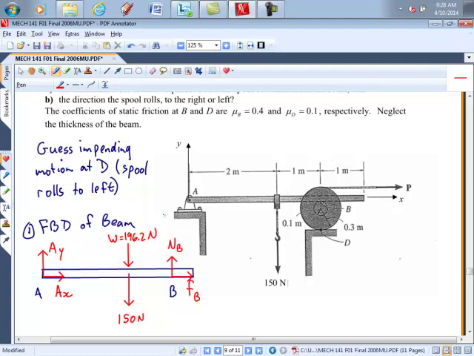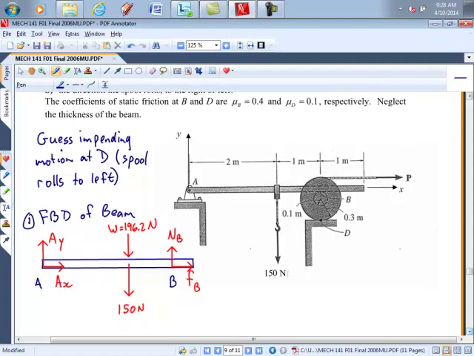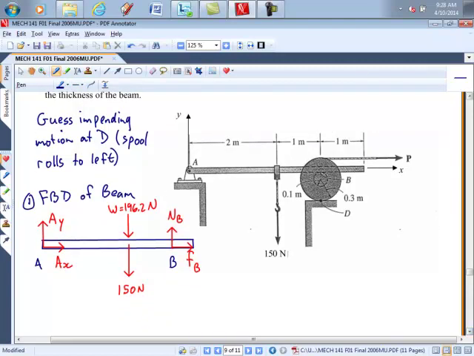There's my free body diagram of the beam. What are we going to use for our equations of equilibrium to solve? But I actually have 4 unknowns. I'm not going to be able to solve it.